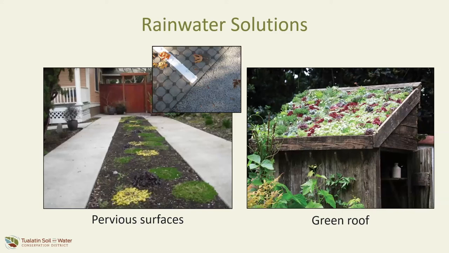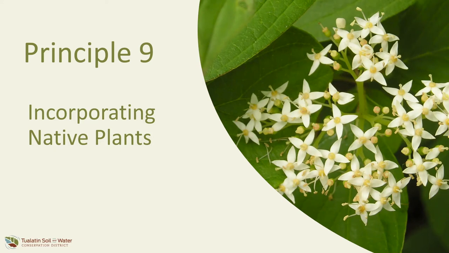So to put it all together, we have our final principle, which is incorporating native plants into your landscape. Native plants are plants that are adapted to your local climate. We're in the Pacific Northwest, so the examples we've been providing are Pacific Northwest natives, but a native plant is going to depend on where you actually are living. And they are a key part to achieving all of the previous principles that we discussed: soil stabilization, water conservation, wildlife habitat, rainwater solutions. So plant selection is going to be a major part of your naturescaping project.